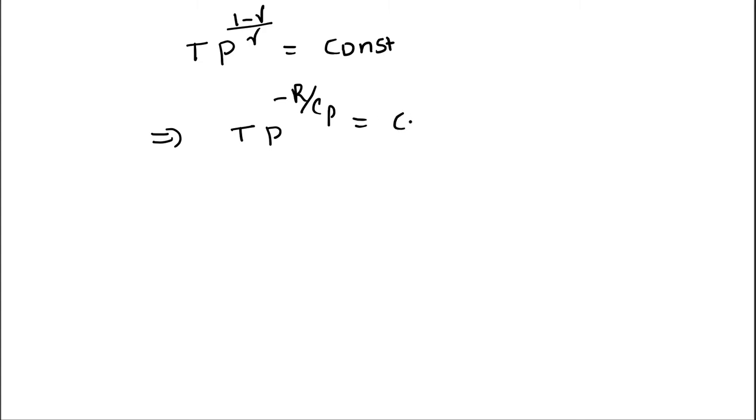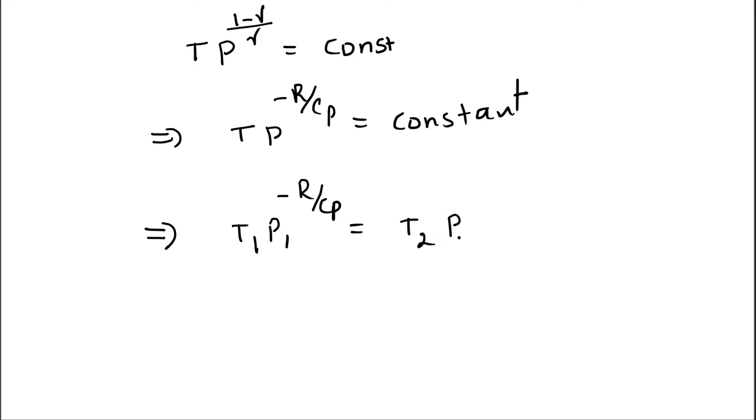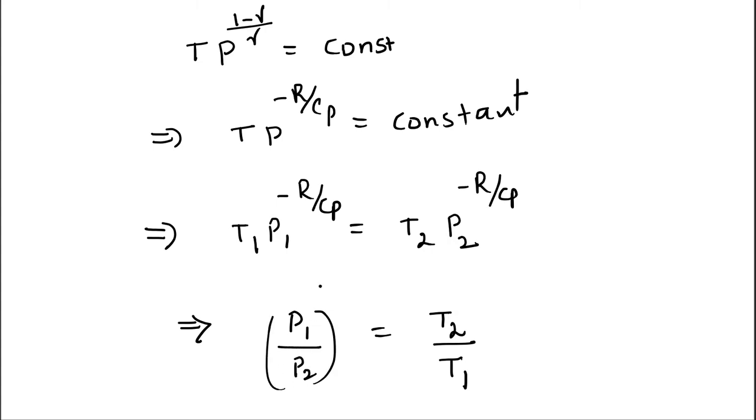R over Cp equal to constant. So if we take the two conditions again, what relationship do we get here? T1 times P1 raised to the power of negative R over Cp is equal to T2 times P2 raised to the power of negative R over Cp. So what I do here, I bring T2 over T1 to the right side, and now on the left side I have P1 over P2 raised to the power of negative R over Cp.